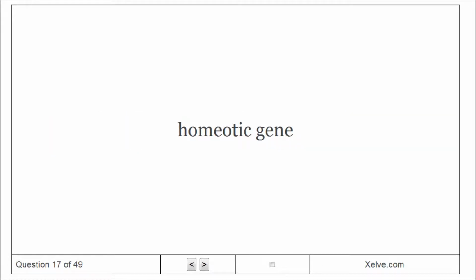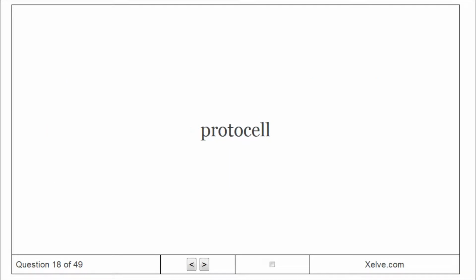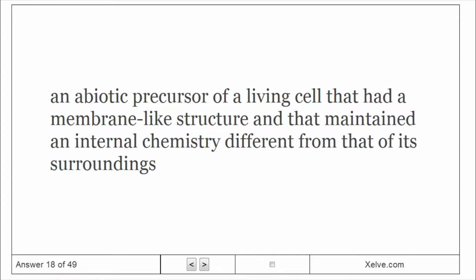Homeotic gene. A type of master regulatory gene that controls the placement and spatial organization of body parts in animals, plants, and fungi by controlling the developmental fate of groups of cells. Protocell. An abiotic precursor of a living cell that had a membrane-like structure and that maintained an internal chemistry different from that of its surroundings.